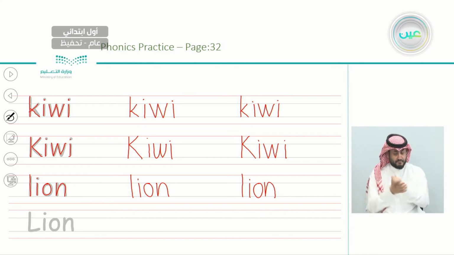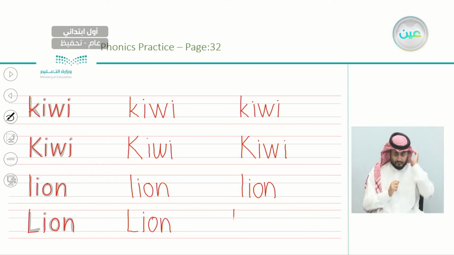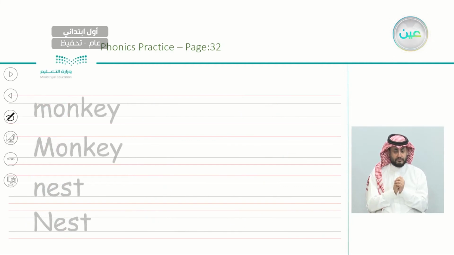Okay, now lion, but now with capital L. Capital L starts from number 1 up to 3, then right side, a line. I, O, and N between number 2 and 3. Line number 2 and number 3. Again, L, I, O, and then N. Last time, L, I, O, and N. Okay, excellent. After that, we have monkey.